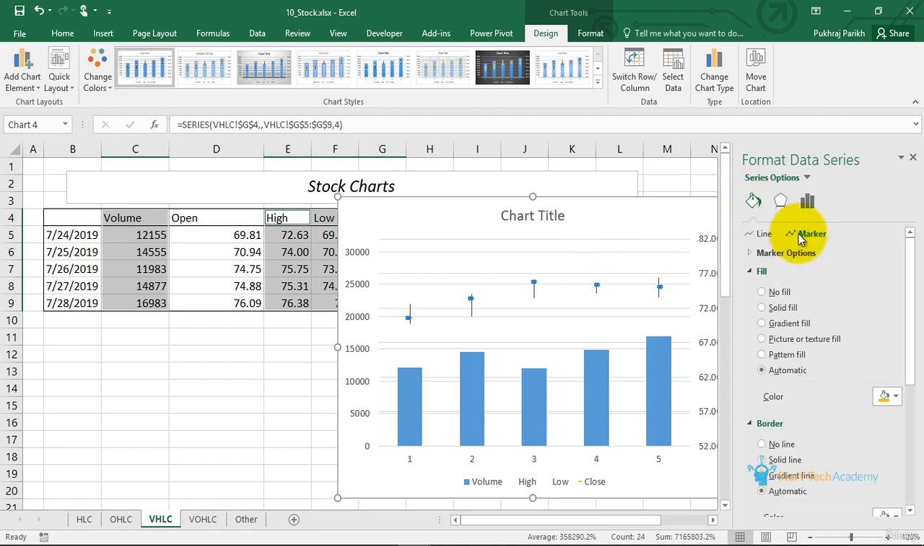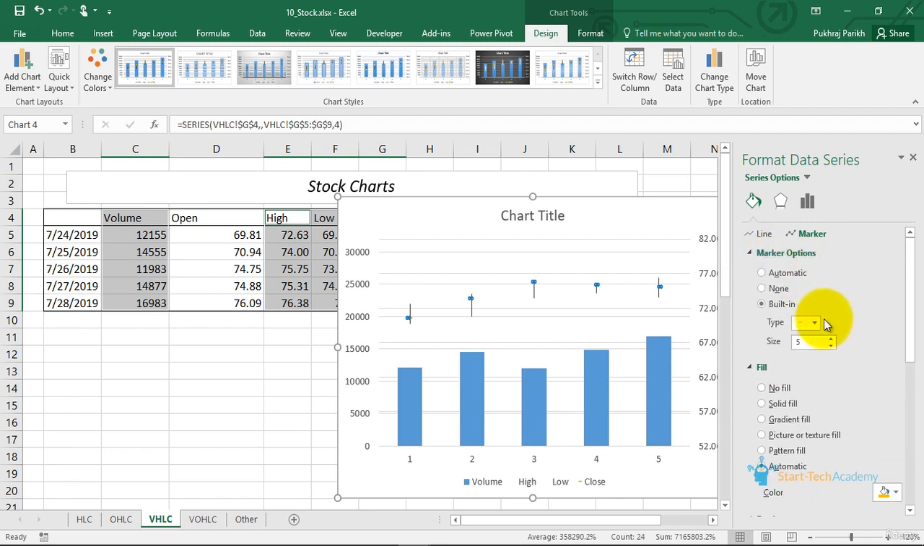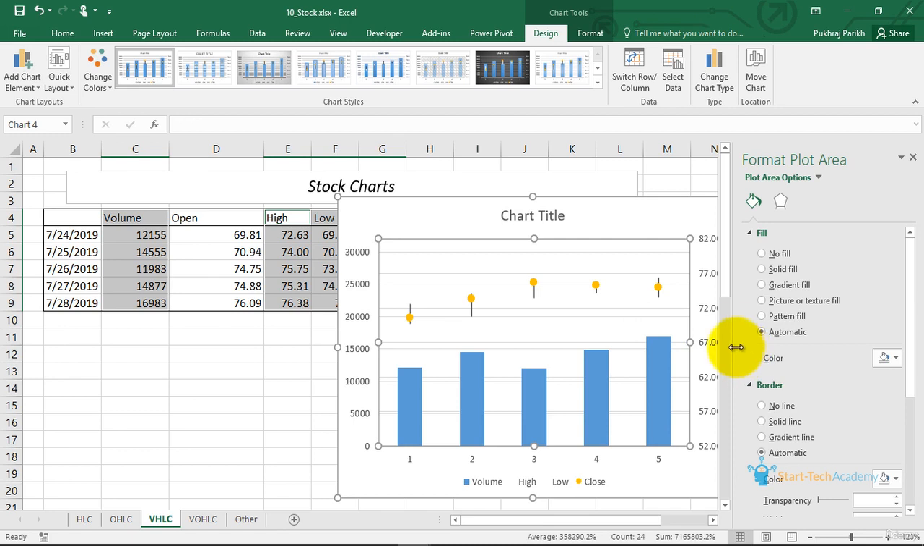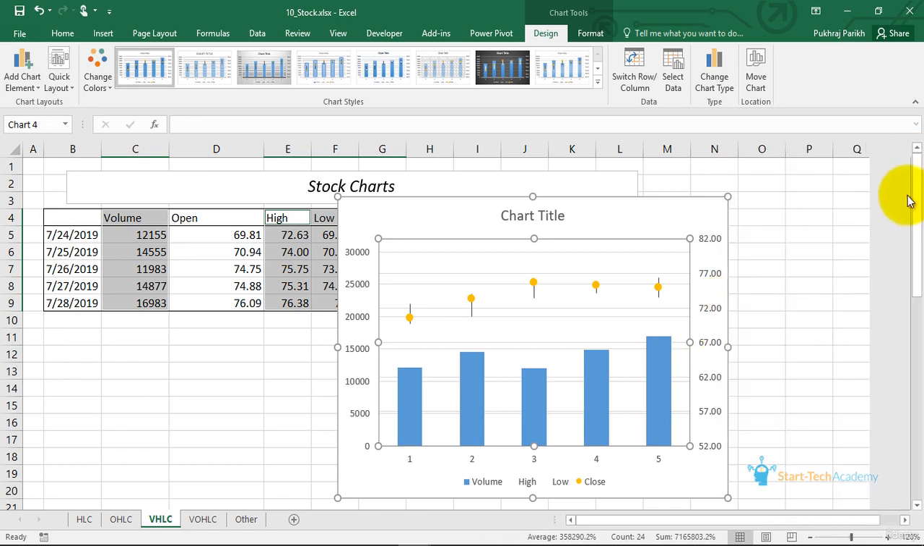I'll change the marker option also. I'll have a bigger circular marker. So now we can see the volume of stock traded, the high, low and closing price of this stock.